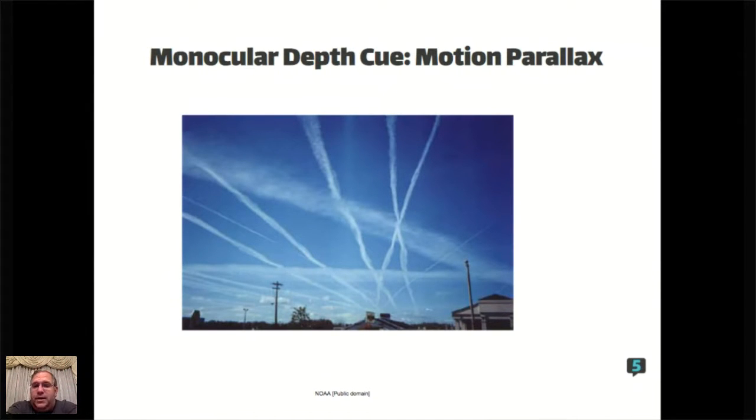Typically, when it's high up in the sky, it moves pretty slowly. But let's say that same plane is flying 100 feet above you. It's flying a lot faster, right? Well, is the plane really any faster or slower?